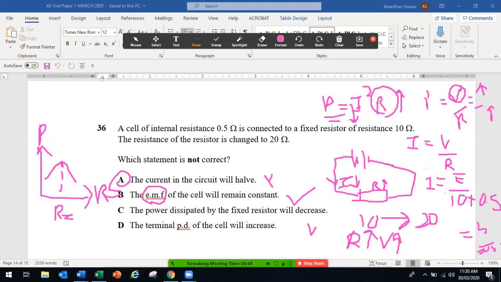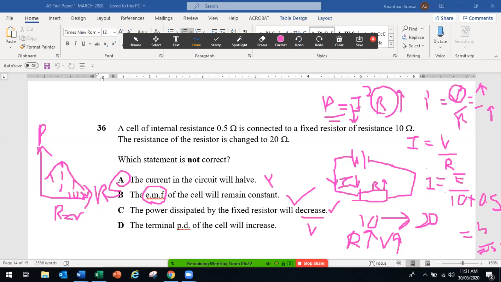Yes, correct. So as just now it was 10 ohm and becomes 20 ohm, I think the power should go down. Power should reduce. The power dissipated by the fixed resistor will decrease. Yes, correct. So it's correct.